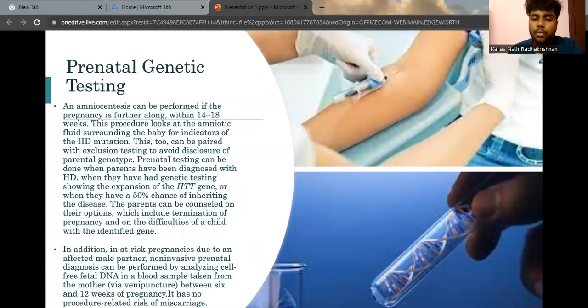Prenatal testing can be done when parents have been diagnosed with Huntington disease, when they have had genetic testing showing the expansion of the Huntington gene, or when they have a 50% chance of inheriting the disease. The parents can be counseled on their options, which include termination of pregnancy and on the difficulties of a child with the identified gene. In addition, in at-risk pregnancies due to an affected male partner, non-invasive prenatal diagnosis can be performed by analyzing cell-free fetal DNA in a blood sample taken from the mother via venipuncture between 6 and 12 weeks of pregnancy. It has no procedure-related risk of miscarriage.